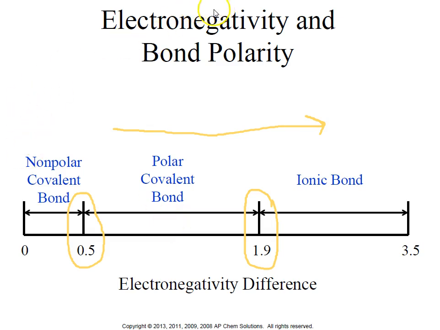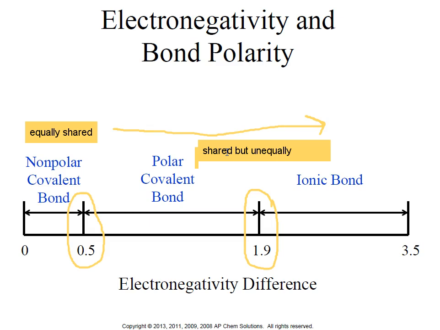For nonpolar, we have equally shared electrons. For polar, those electrons are going to be shared, but unequally. One of the atoms in the pair is going to kind of hog the electrons, but they'll still be between them for the most part. And in the ionic bond, electrons are transferred. So they are definitely not shared in an ionic bond.